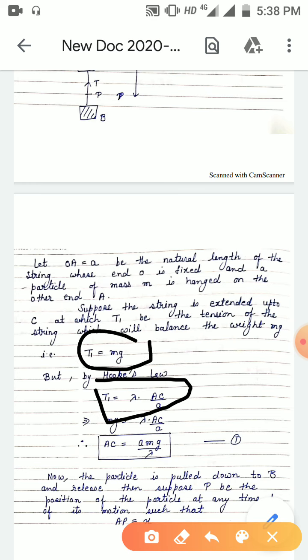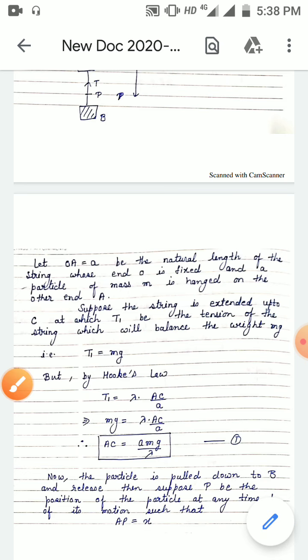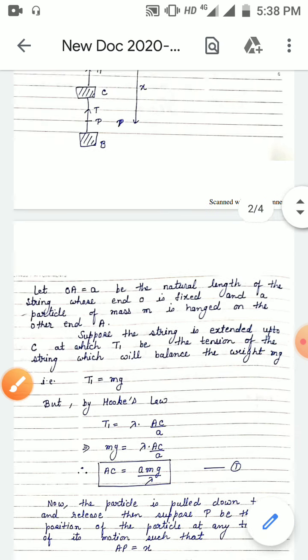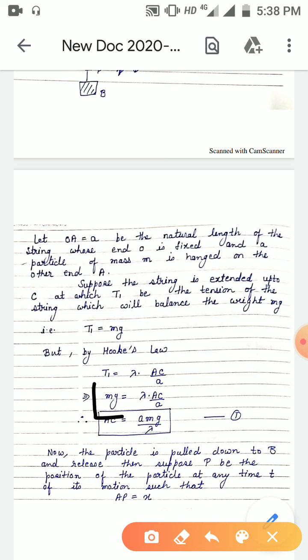So combining this, we will get mg is equal to lambda AC by a. Or from here, we will get the value of AC, which is equal to amg by lambda. Take it as equation 1. Now the particle is pulled down to B. From the statement of the theorem, we have to pull down the particle to a point. So let the particle be pulled down to B and released.